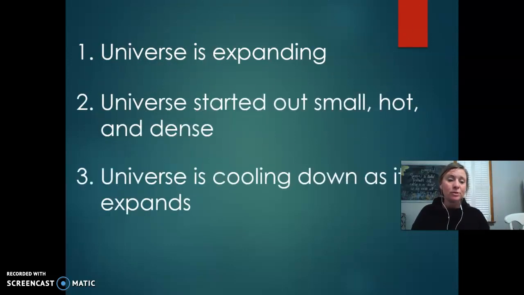So the universe is expanding. We can prove that. And I'll talk about why here. The universe started out small, hot and dense, and the universe is cooling as it expands. Those are our three thoughts.